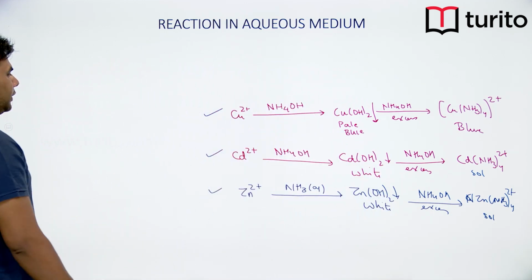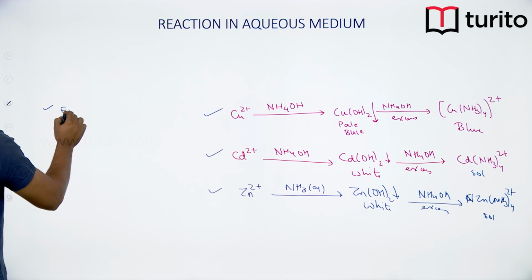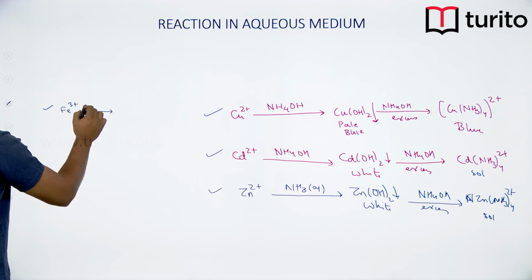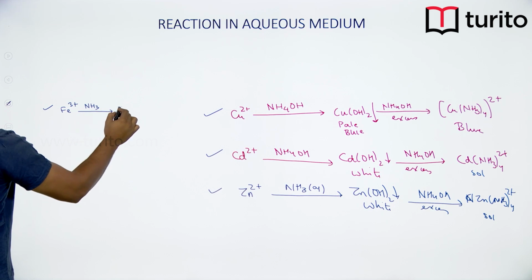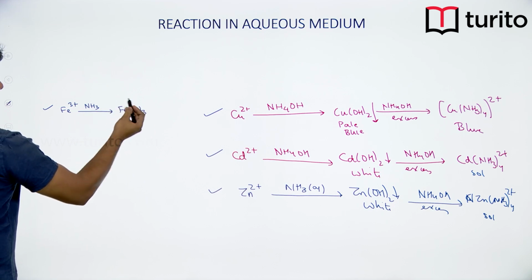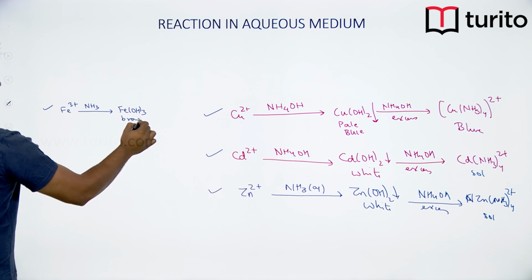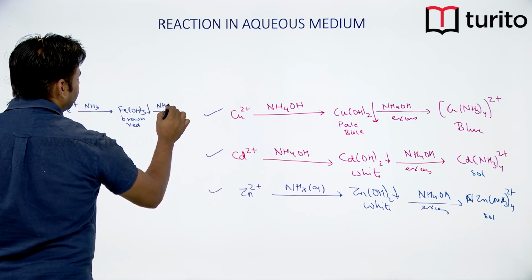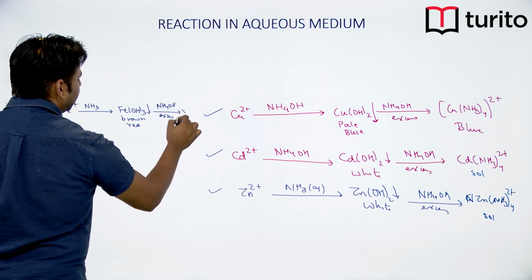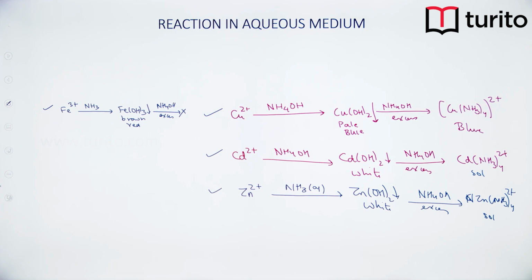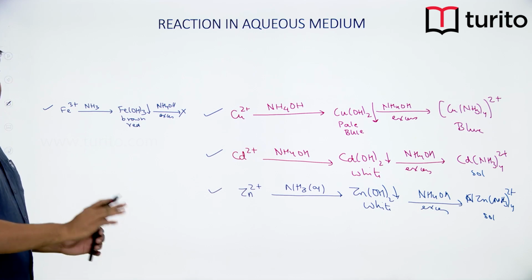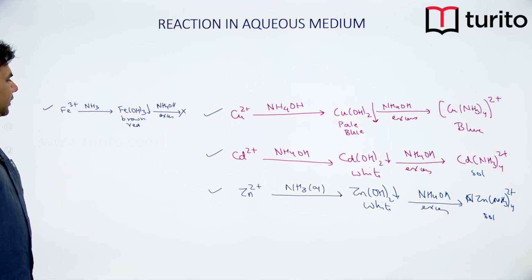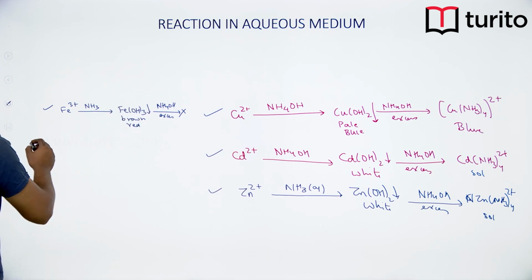Now if you react iron 3 plus with aqueous ammonia, it gives us Fe(OH)3. Iron 3 plus we have generally said is brown in color, reddish brown in color. Now if you react this with excess NH4OH, it does not dissolve in excess NH4OH. Iron 3 plus compounds are generally brown red, the exception is FeCl3, which is yellow in color. So it does not dissolve in excess of NH4OH.